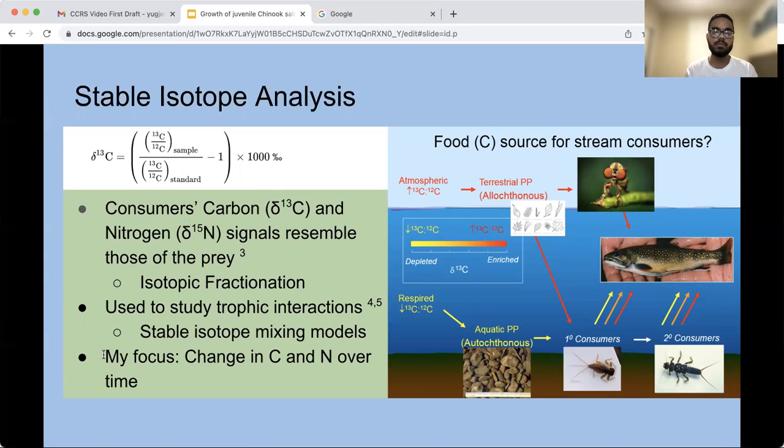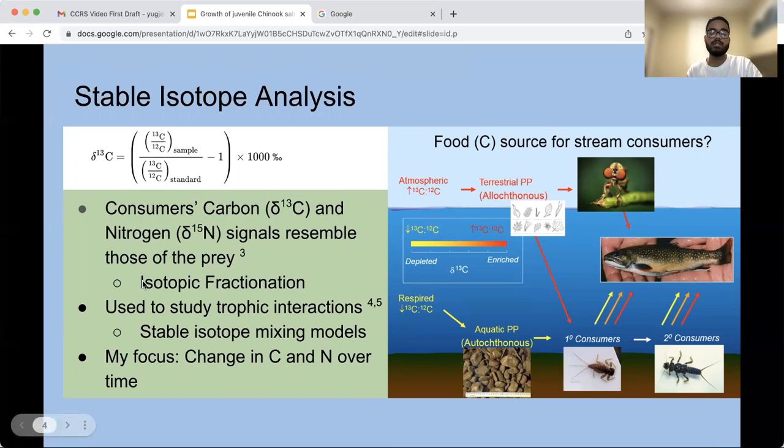We can use this relationship between the prey and the consumer to study trophic interactions using stable isotope mixing models. What these models do is that they basically match the consumer to their prey, and they tell us, for example, one taxa constitutes 20% of their diet, and another one constitutes 30% of their diet, and so on. This graphic just shows how carbon and nitrogen go from primary producers to consumers, primary and secondary, and then to fish. And when we work with these stable isotope mixing models, we basically start with the fish signatures and the prey signatures, and the models match the fish to their prey.